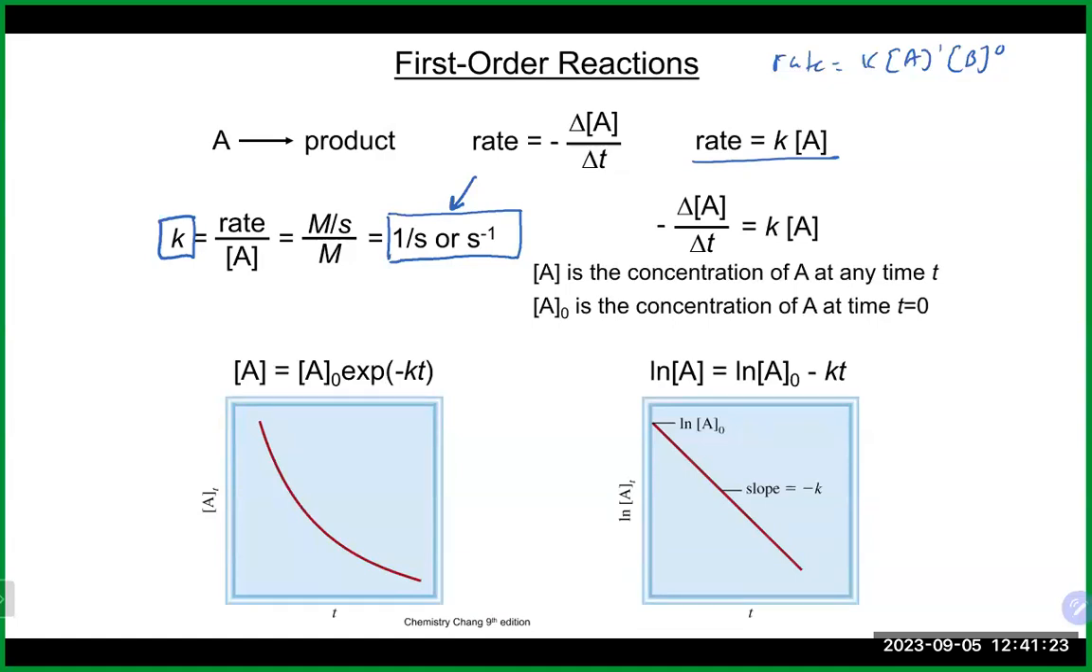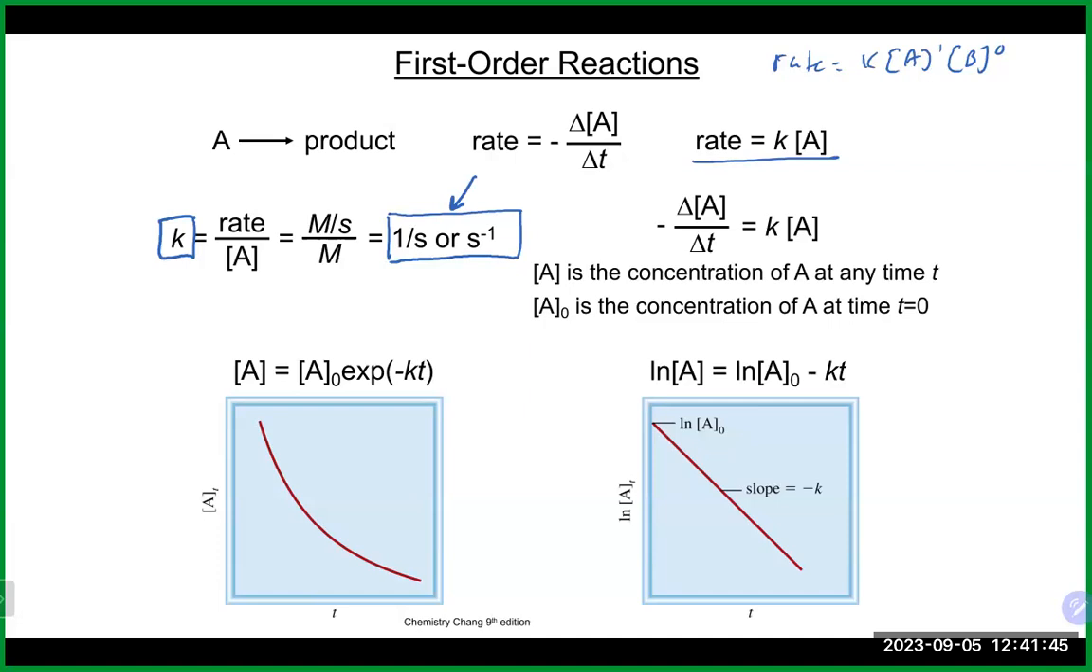As I mentioned before, we don't usually run reactions for years, so seconds is oftentimes what we deal with, but it doesn't necessarily have to be seconds. So really 1 over some unit of time would indicate to you that it is a first order reaction. And that would tell you that you should use the first order equations we're going to talk about in just a second when you see that.